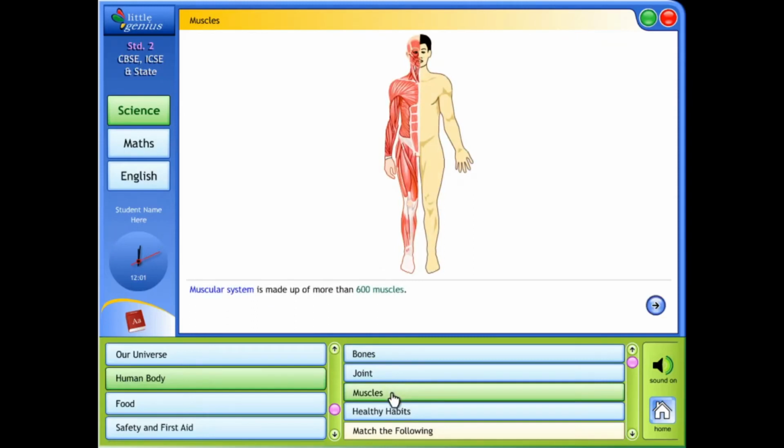Muscles. Muscular system is made up of more than 600 muscles.